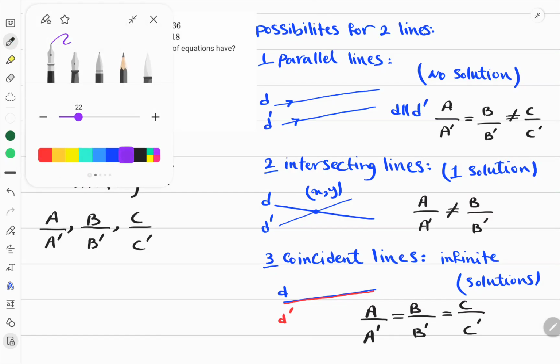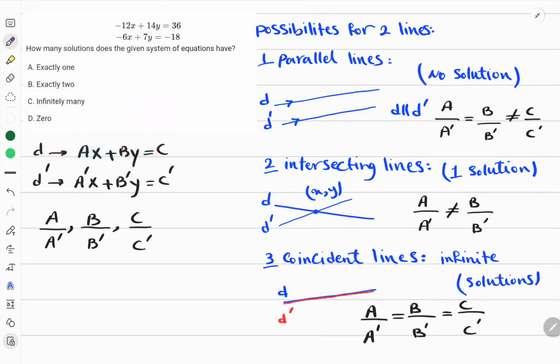So far so good. And now we are going to use all of this information to solve the question. First of all, I'm going to find a, b, and c for the first line. These are a, b, and c, and for line D prime, these are a prime, b prime, and c prime. Let me find these ratios.